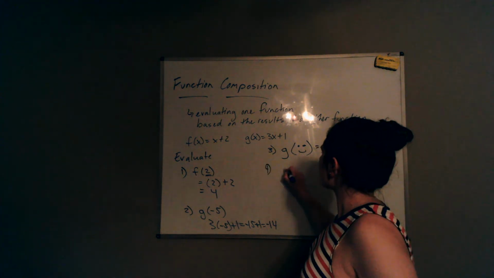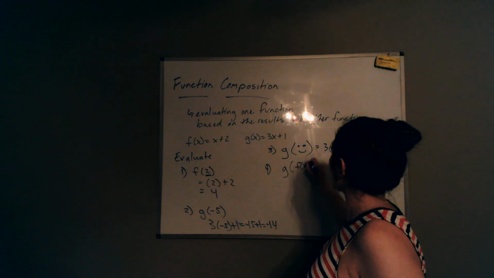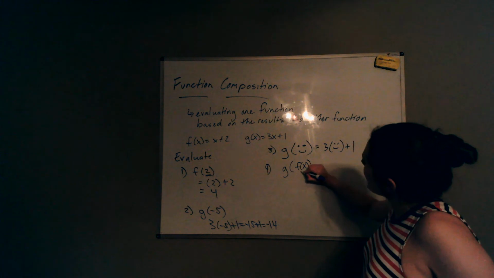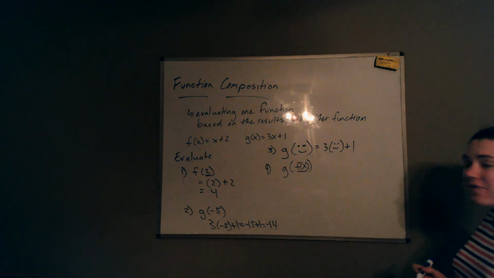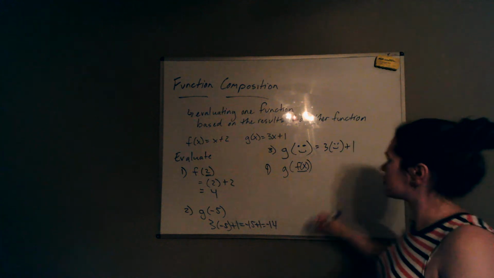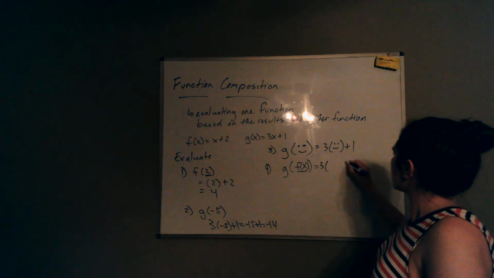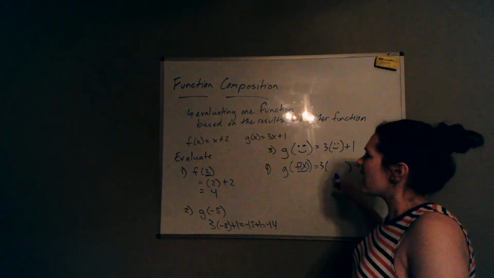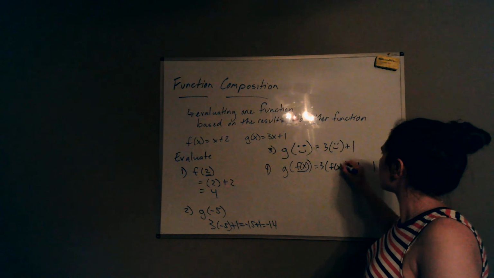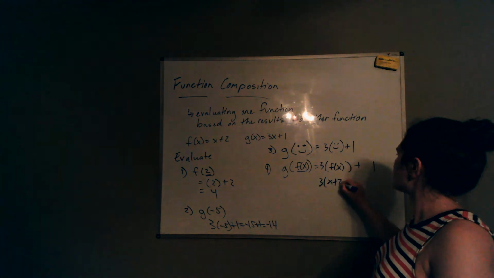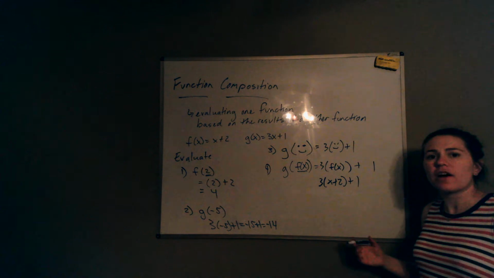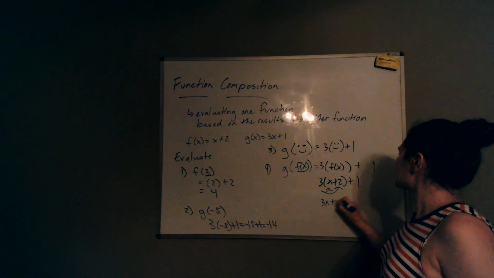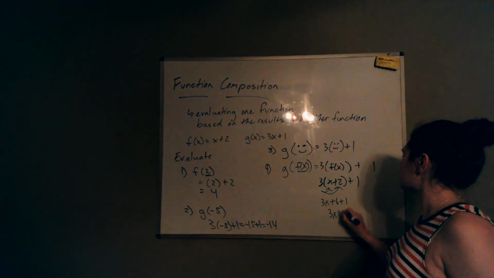Number 4, if I said g of f of x, okay, what are you going to do? You're going to replace every x in g with the function f of x. Okay, instead of it being smiley face, now it's function f. Function f is x plus 2. So now we just have to simplify our new function. That's going to be 3x plus 6 plus 1. That's going to be 3x plus 7.